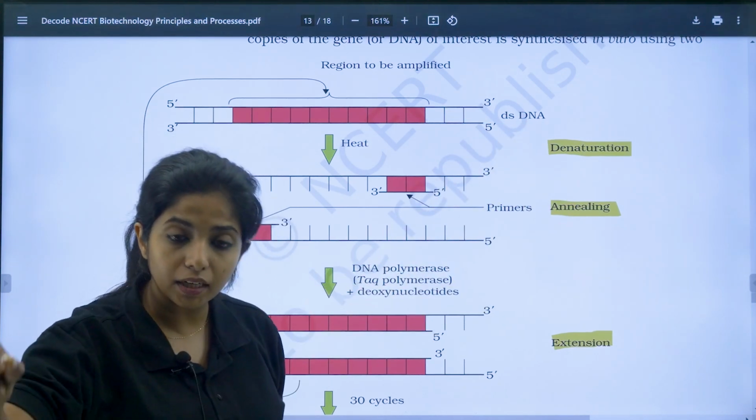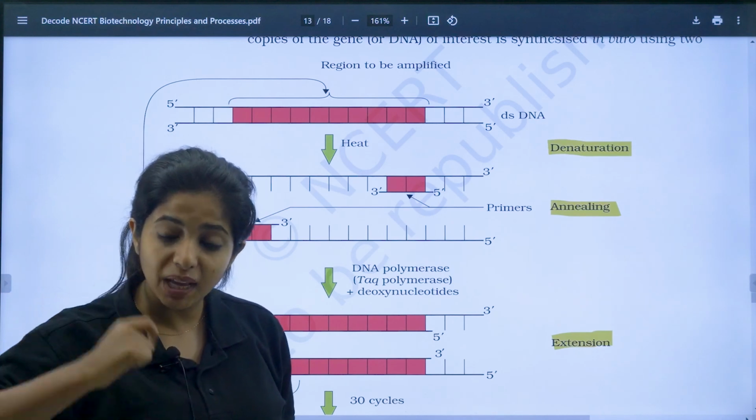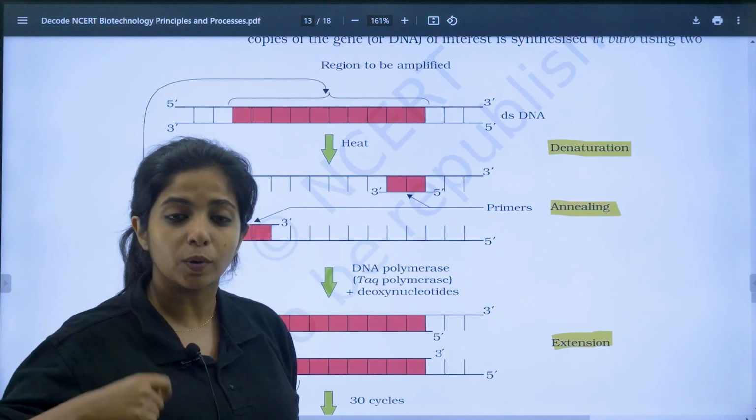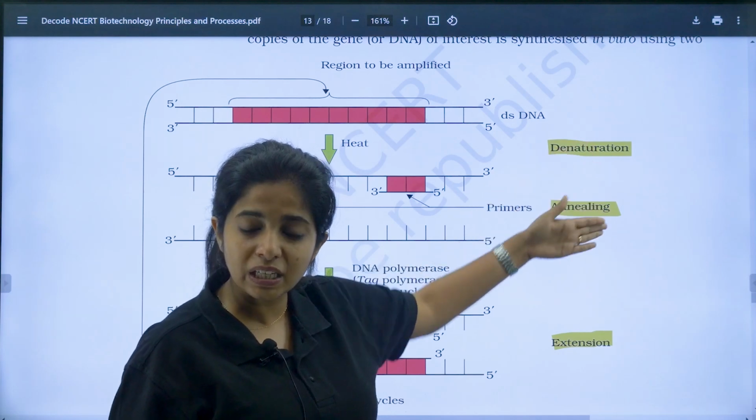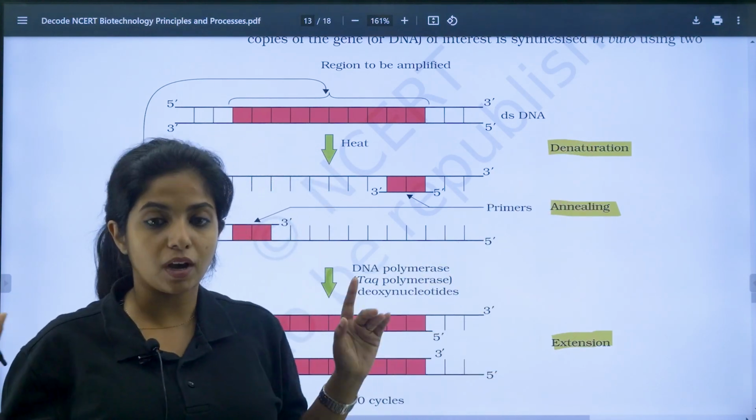Okay, you might have to write it in points describing what is denaturation, what is annealing, what is extension, or probably you might be asked the sequence. Anyways, both of the answers you have to get correct.